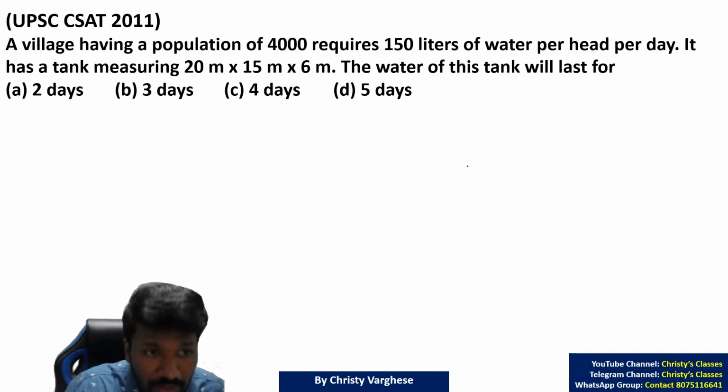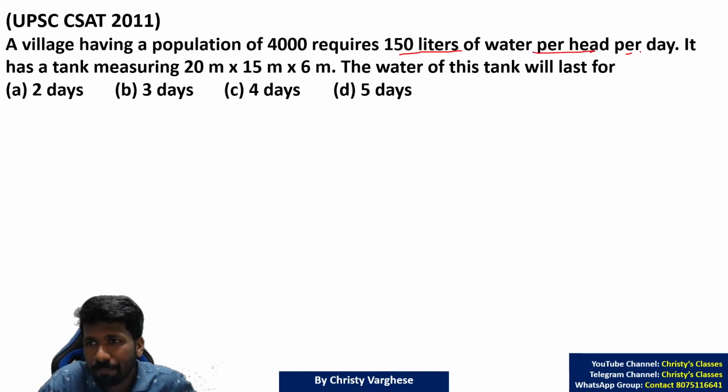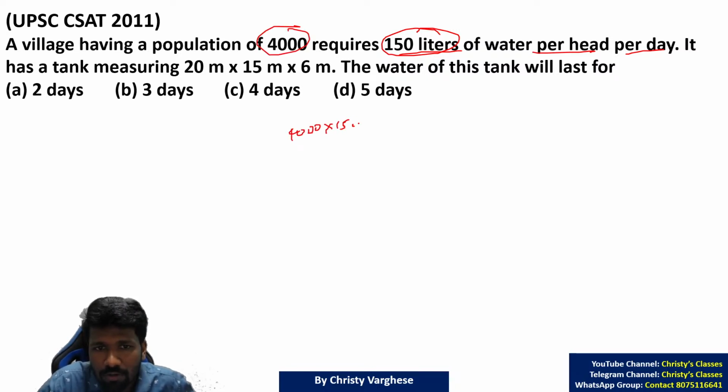Okay, so due to lack of time, I will start explaining. A village having a population of 4,000 requires 150 liters of water per head per day. So for one person, 150 liters is needed. So 4,000 people need how many liters? 4,000 into 150, that is 600,000. That is 15 into 4, 60. So 600,000, that is 6 lakh liters they need.